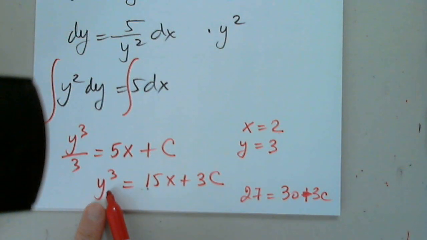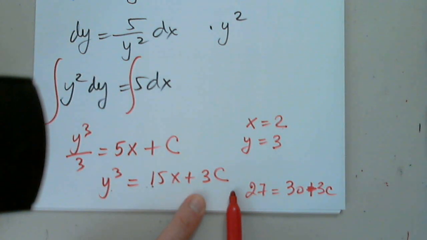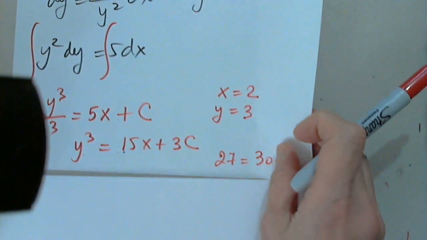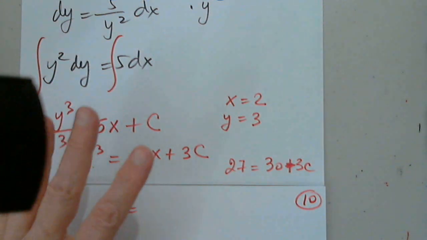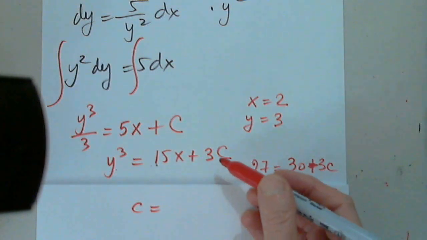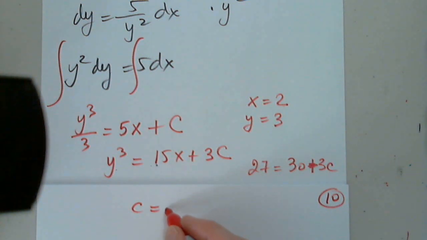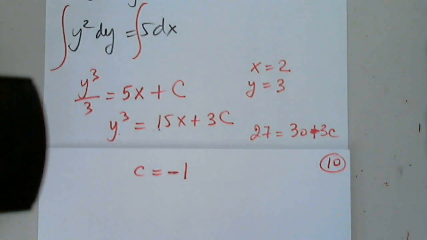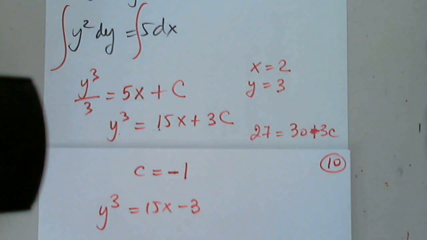When y is 3, that's 27. X is 2, 30, plus 3c. I move 30 to the other side and divide by 3. What do I get? What is c? 27 minus 30, negative 3. Negative 3 divided by 3 is? Negative 1. Perfect. So far we have y cubed equals 15x minus 3.